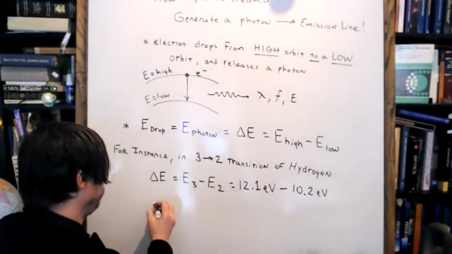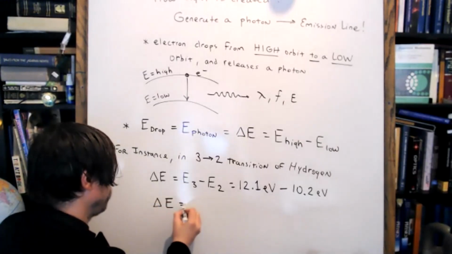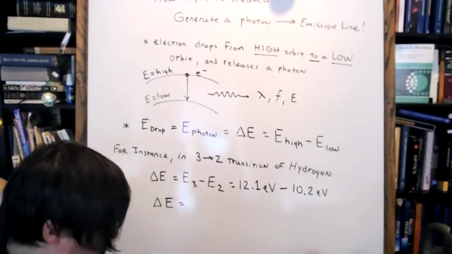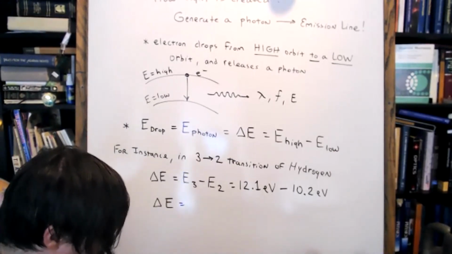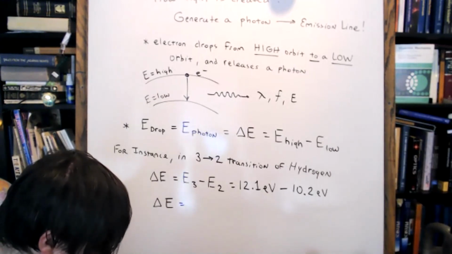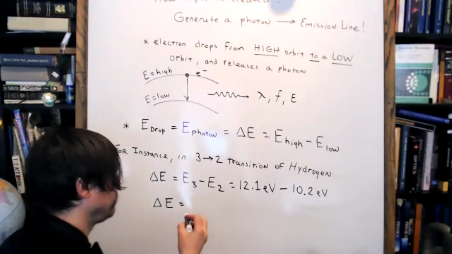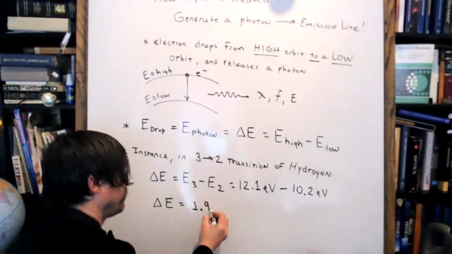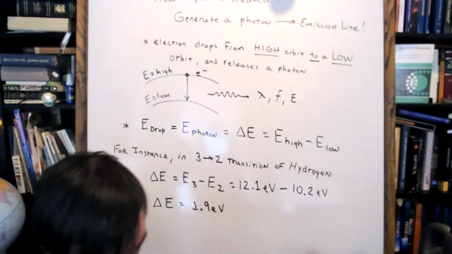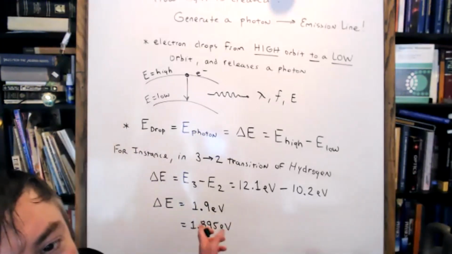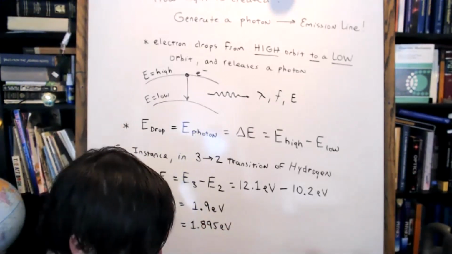What do you get for your change in energy? 1.9. Units? Oh, eV, electron volts. Okay. I think the actual number is 1.895 eV. There's a reason why I want it to a higher degree of precision. Let me just see if I got that right.